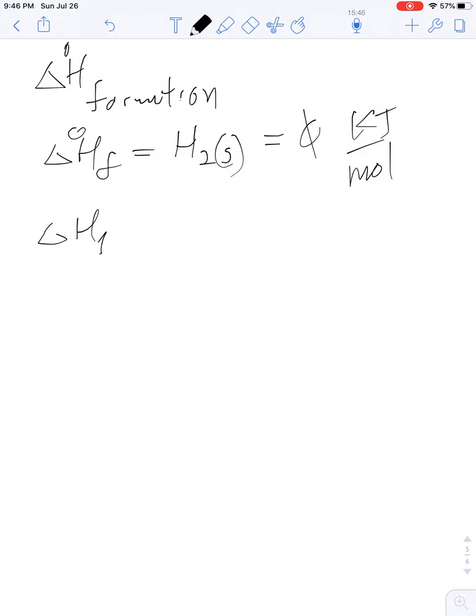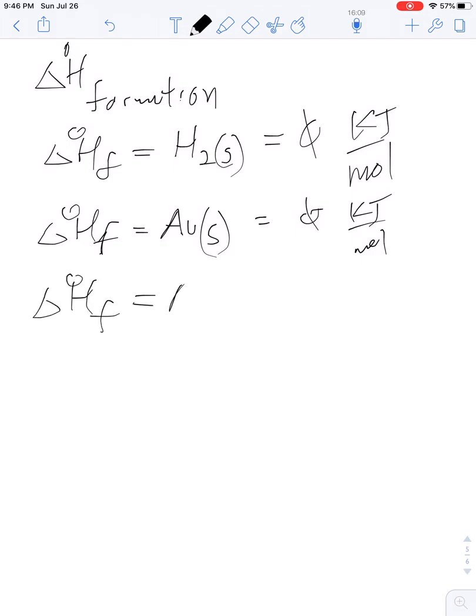What is the enthalpy of formation of solid gold? Well, is the most common state of gold a solid? Yes. Is it an element? Yes. So it's 0. Okay? So what about the enthalpy of formation of liquid gold? Is gold normally a liquid? No. So guess what? You're going to have to put energy into this. So to turn from a solid to a liquid, you're going to have to put energy in. So delta H would be a positive value.